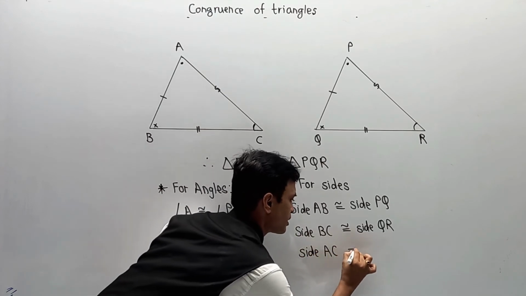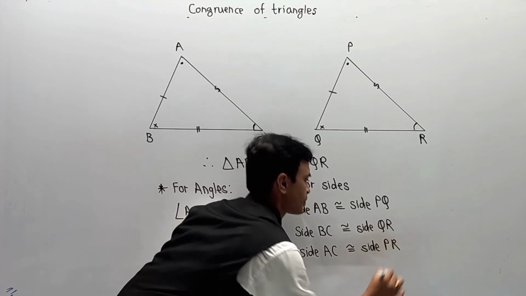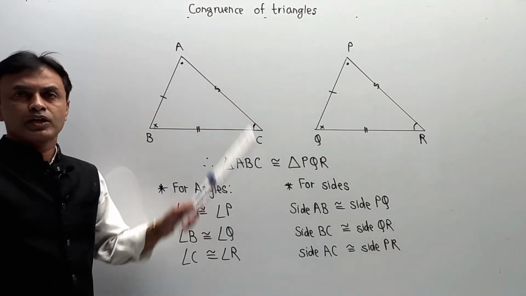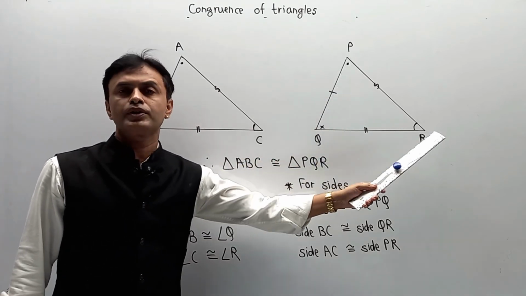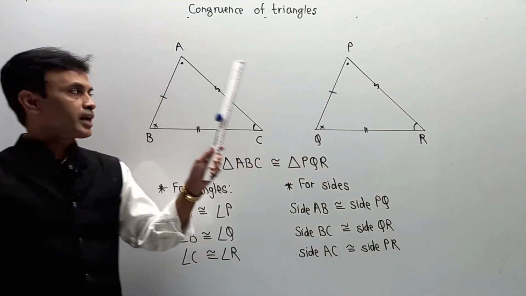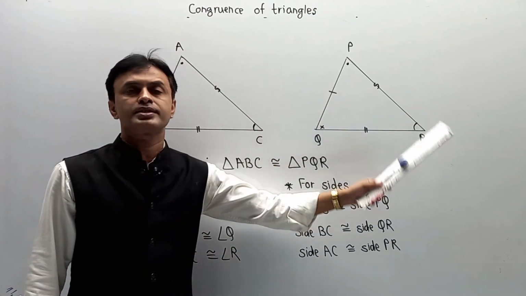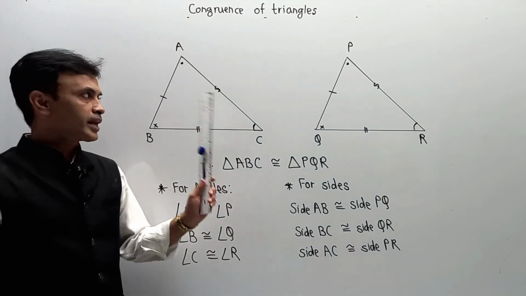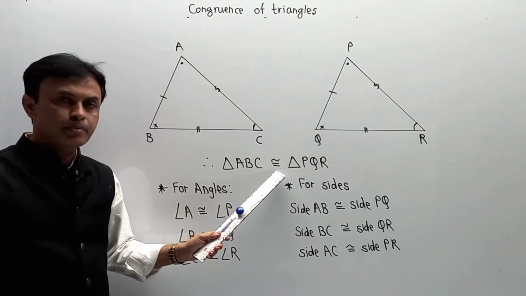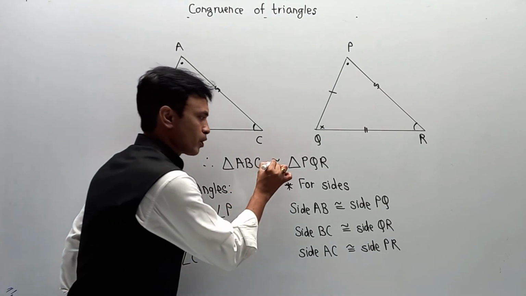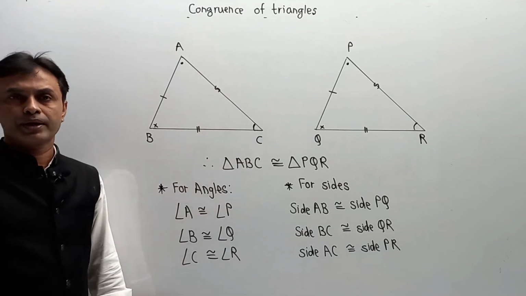Side AC is congruent to side PR. Means here we can say that all the three angles of the first triangle are exactly congruent with all the three angles of the second triangle, and all the three sides of the first triangle are exactly congruent with all the three sides of the second triangle. Then it is said that the first triangle is congruent with the second triangle, and this is the symbol of indication of congruency. And in this way we have to understand the part.